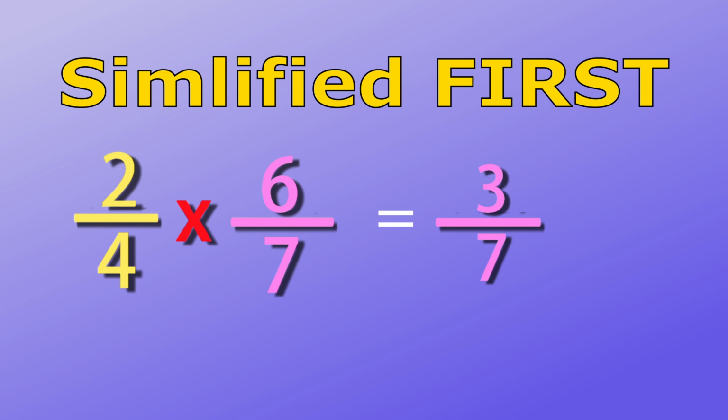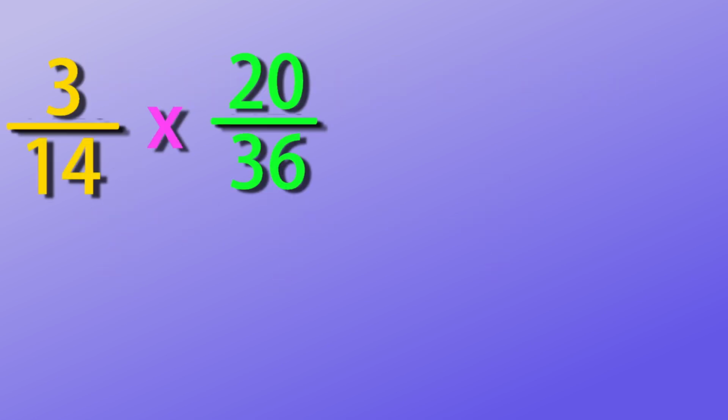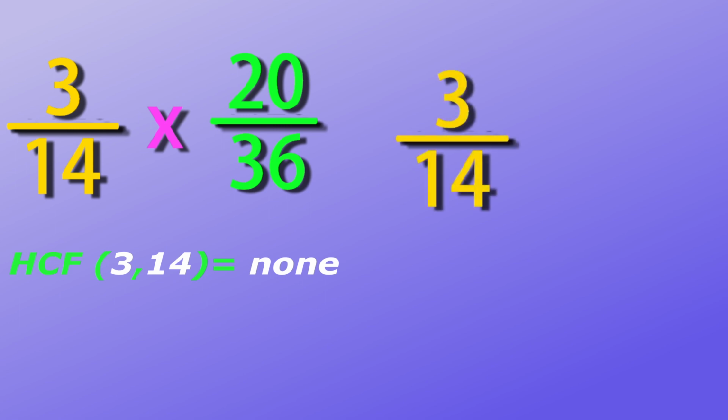Now we've seen how this method works, let's go back to our original harder fractions and use the same process. So we had 3 over 14 times 20 over 36. For step 1, reduce fractions where possible. Starting with 3 over 14, we notice that 3 is prime, so the only useful factor of 3 is 3. But 3 is not a factor of 14, so they have no shared factors except 1, and that means there's no highest common factor. So 3 over 14 cannot be reduced.